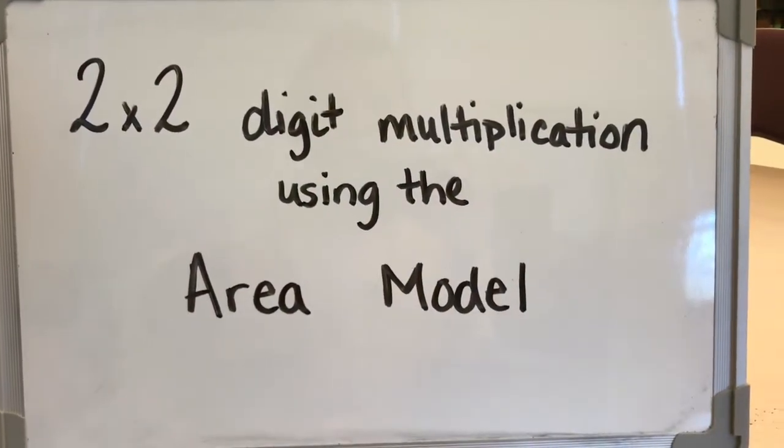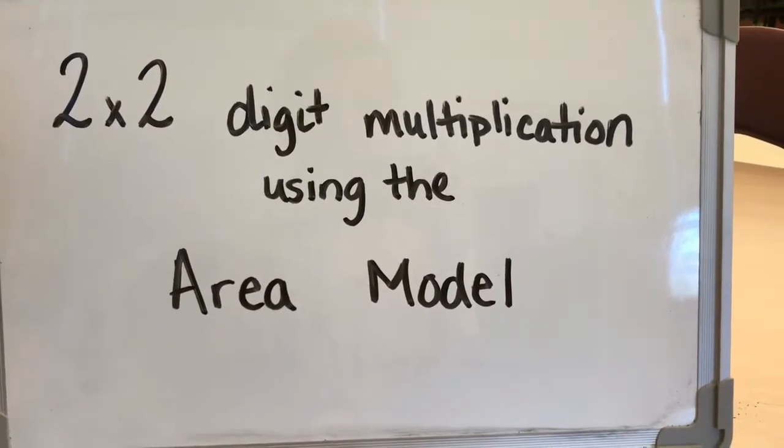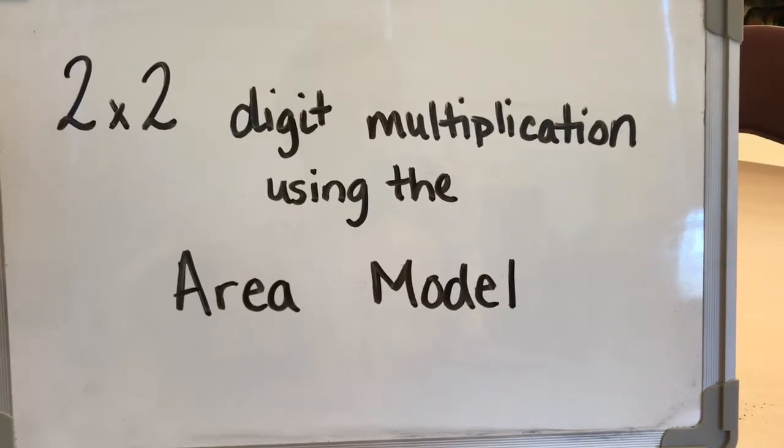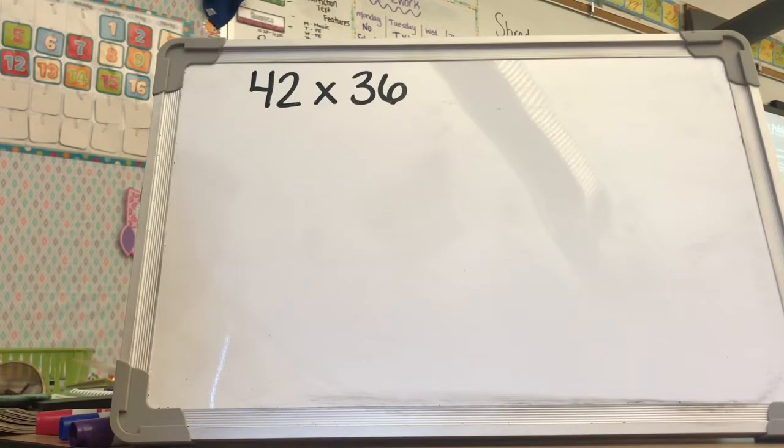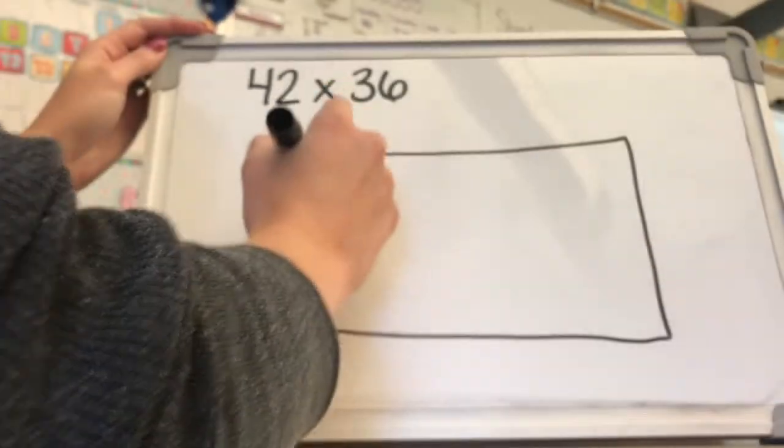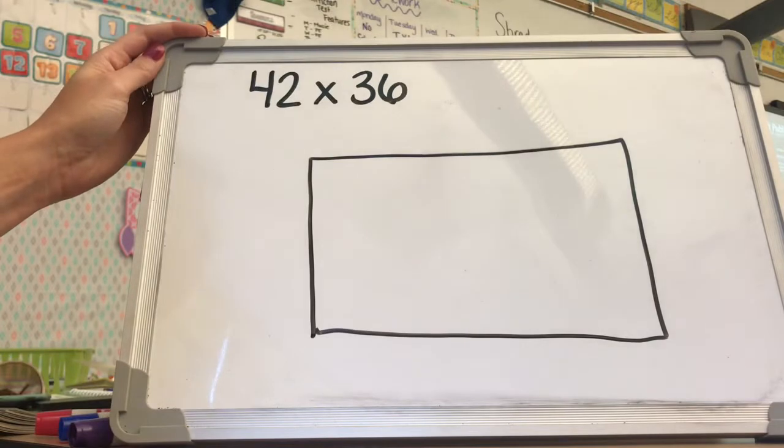Okay, today I'm going to be reviewing and teaching you how to do 2 by 2 digit multiplication using the area model. We are going to use our area model today to solve 42 times 36. The first thing that you need to do is draw your rectangle. Make sure that it is large enough for you to put your numbers in there.